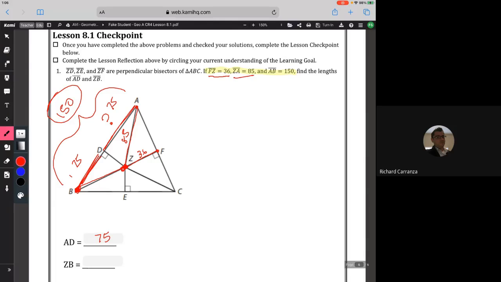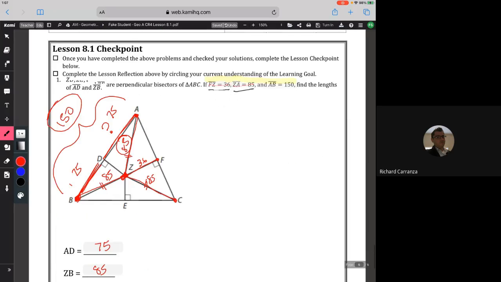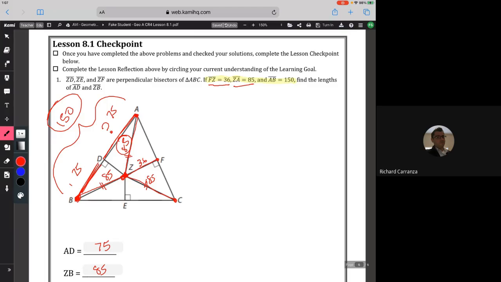So just remember, guys, anything that goes to point Z are the same. So all three of these, right? It's going from the vertex to Z, from the vertex to Z. So all of these are the same. I only have one number, so obviously all of these are going to be 85. But that's it for that one. So go ahead and go to the next one.